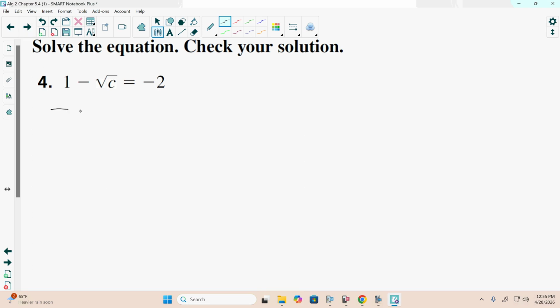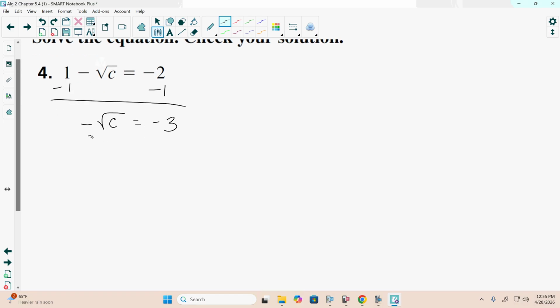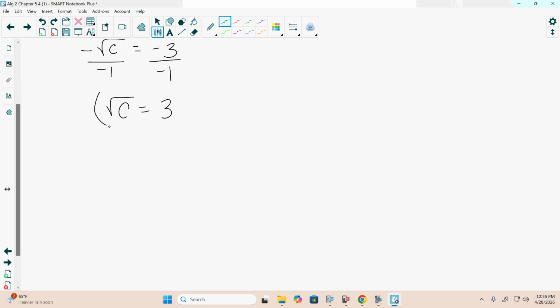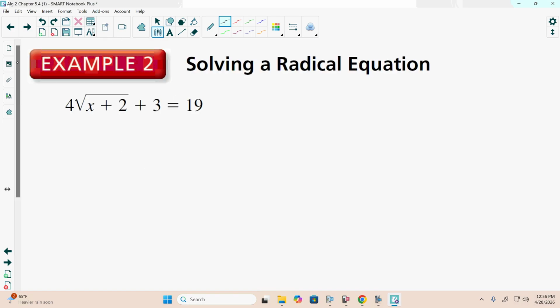Because here, we'd subtract 1, telling us negative square root of c is equal to negative 3. Divide by negative 1, square root of c is equal to 3. Square, c is equal to 9. Works out fine.